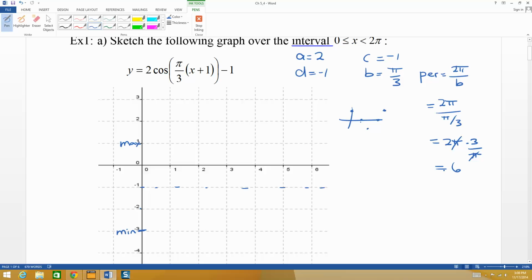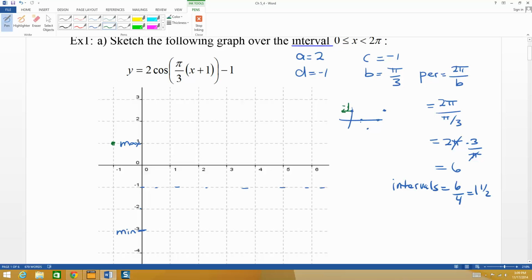If my period is 6, then my intervals will be quarters of that period. So it'll be 1.5. So each one will be 1.5. Instead of starting my maximum at the y-axis, because my c shift is at -1, I'll start my maximum 1 over. Here, I'll switch to green on this one. So this is because of the c shift. I'm moving it to the left 1. So normally my maximum would be here, but it's shifting to the left by 1. So I'll put a -1 because of that c.